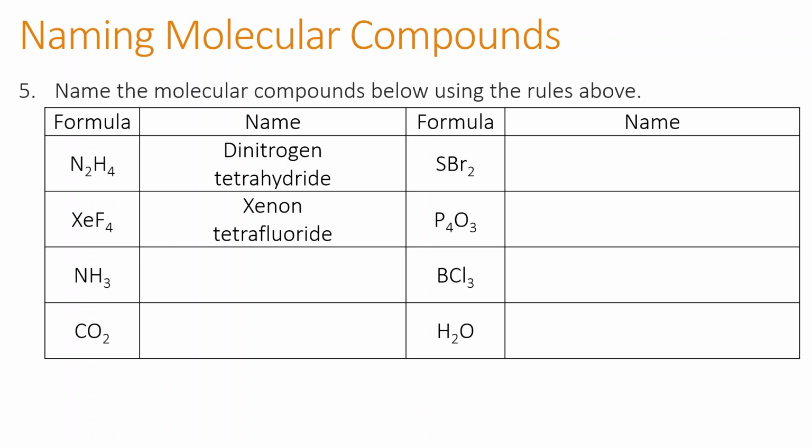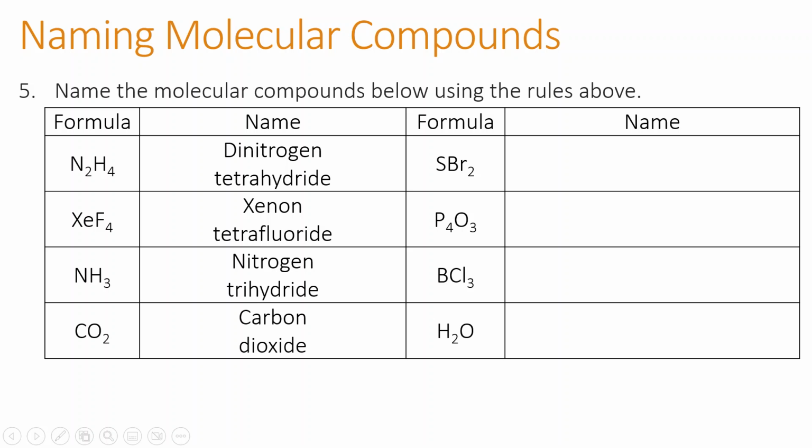We also want to be on the lookout for any of those diatomic elements. So NH3, only one nitrogen, but we never start with mono, so we just have nitrogen. Hydrogen is going to become hydride, and there's 3 of them, so we have trihydride. This next one, most people already know, probably just from sight. This is carbon dioxide, and that follows those rules. 1 carbon, but we never start with mono, and oxygen becomes oxide, and there's 2 of them.